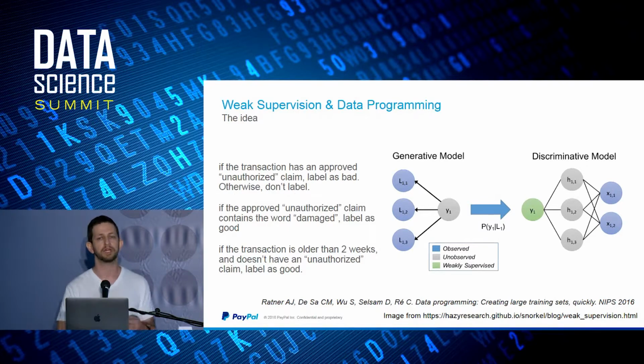Then we develop more labeling functions. For example, we can take what I said about the item disputes issue that we discovered, and formulate it as another labeling function. If we have an approved unauthorized claim, but the claim text contains the word damaged, then it's actually not a bad transaction in the sense of unauthorized transactions. It's actually good. The user is acknowledging that he's the one who made the transaction, but he just didn't receive the item. And so on. We can develop many more labeling functions.